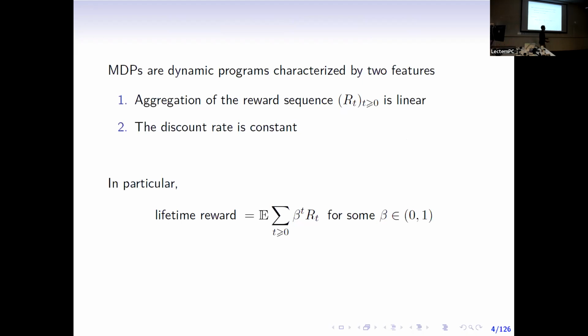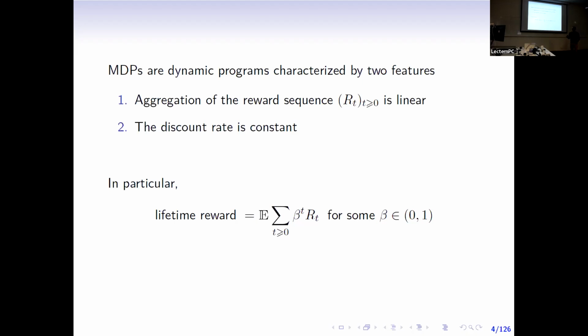To cut the story short, the Markov decision process is the dynamic programming problem where lifetime reward is an expected discounted sum of period rewards. These rewards here are the period rewards. In the case of job search, it's just earnings, but they might also be something like profits for a firm, or utility or consumption for a consumer.